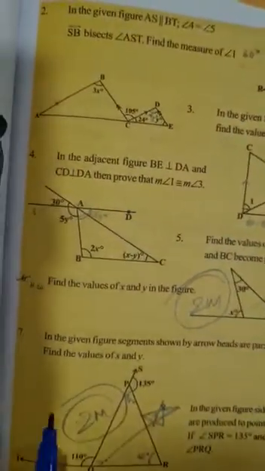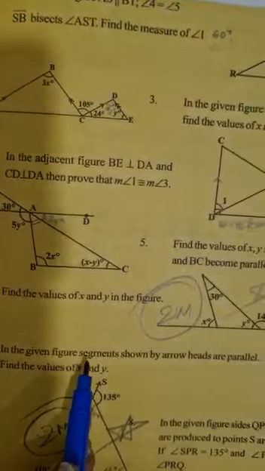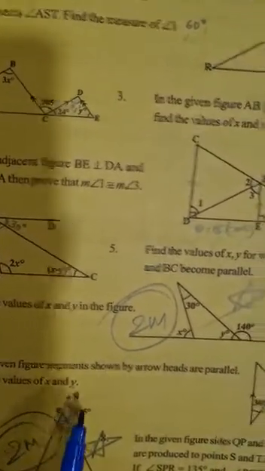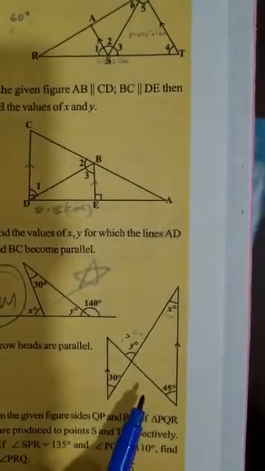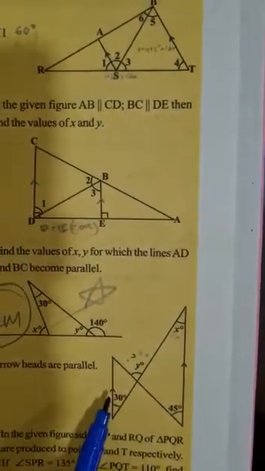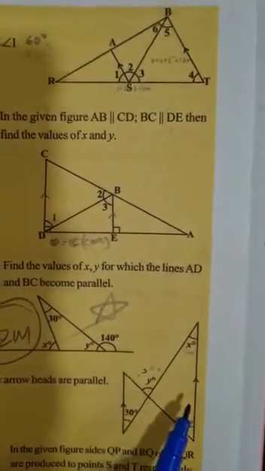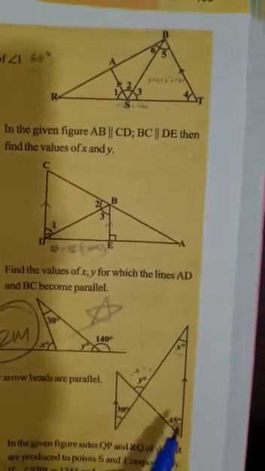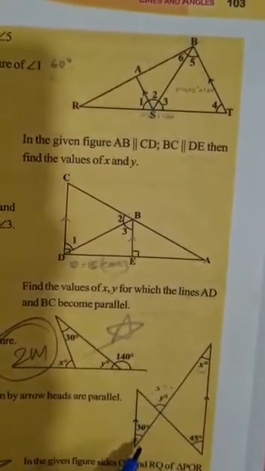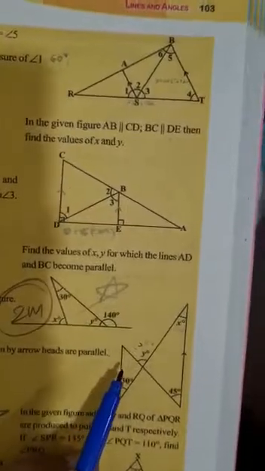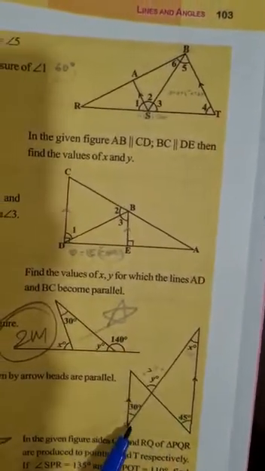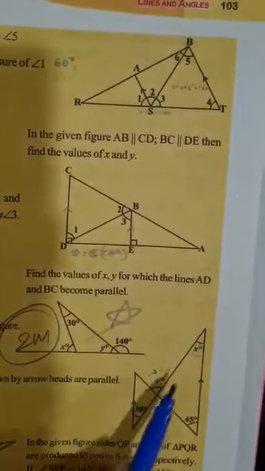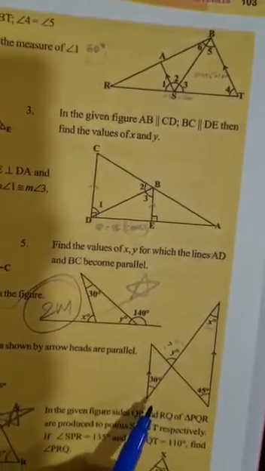Now the seventh sum, children, read here. In the given figure, segments shown by arrowheads are parallel. Find the values of x and y. This is the figure. They have not named it. They have said that the arrowheads are parallel lines. Okay, so these two lines are parallel lines. Considering parallel lines, x will be equal to 30 degrees. Now look here, children, if these two lines are parallel lines, this acts as the transversal. Okay, so x is equal to 30 degrees, alternate interior angles.